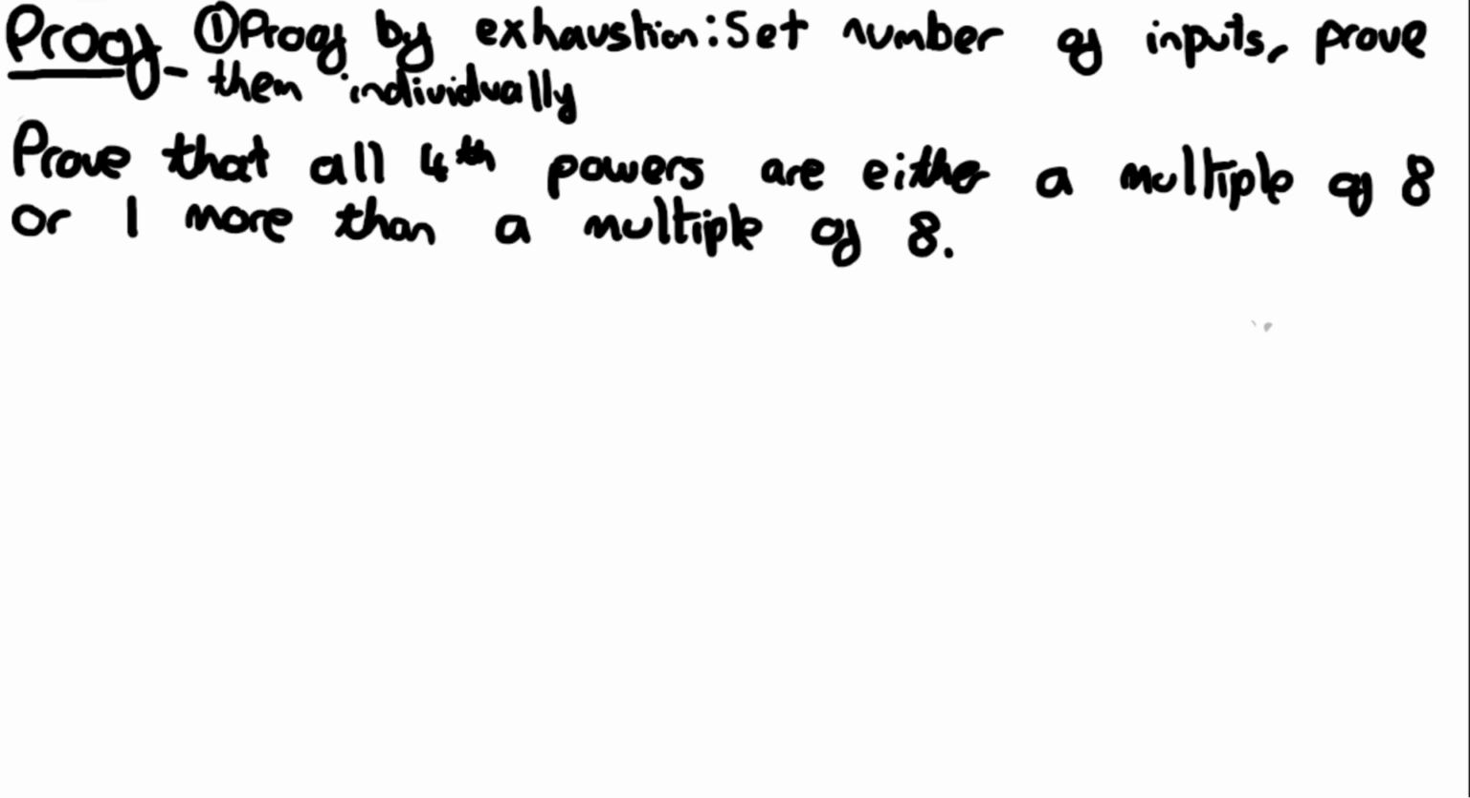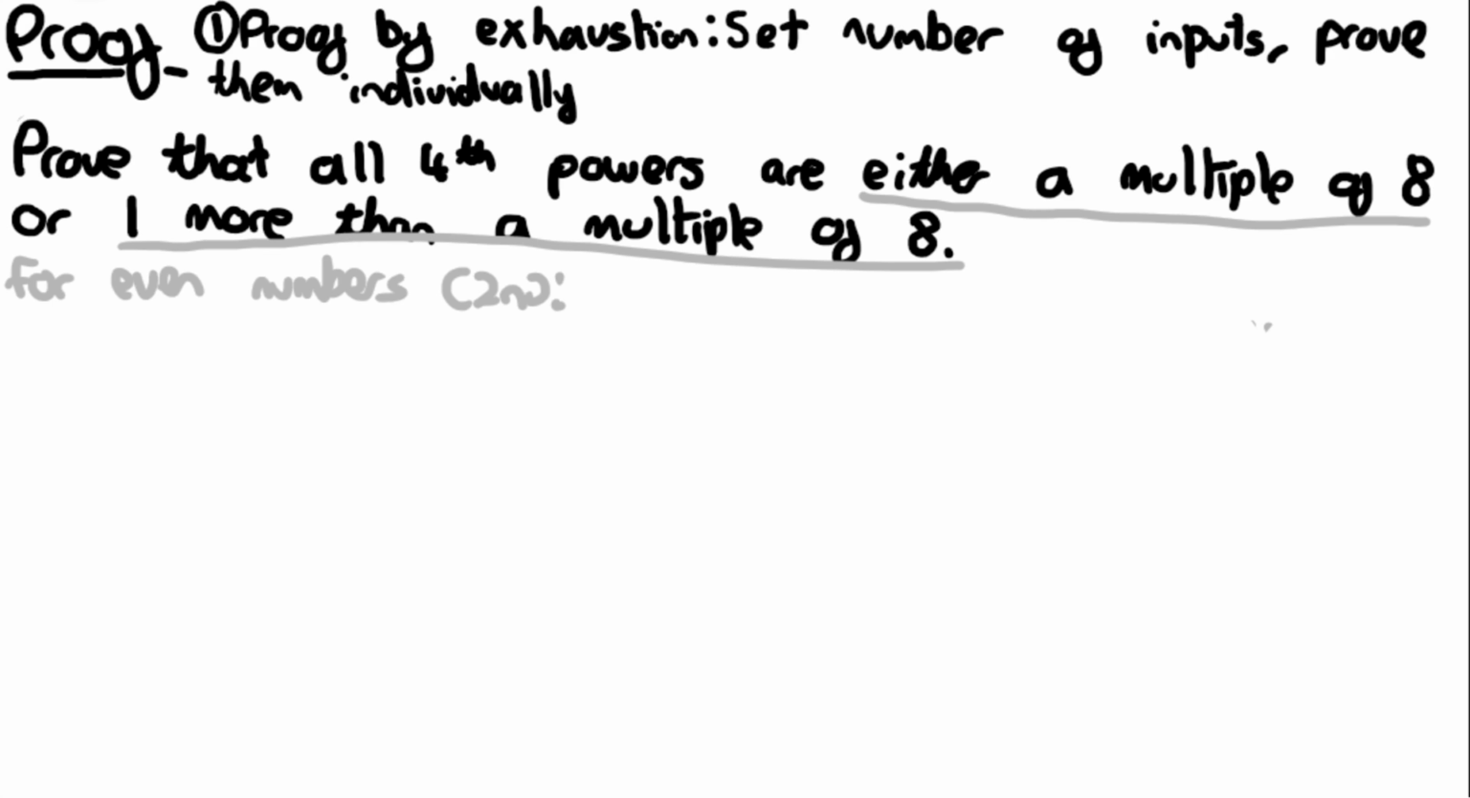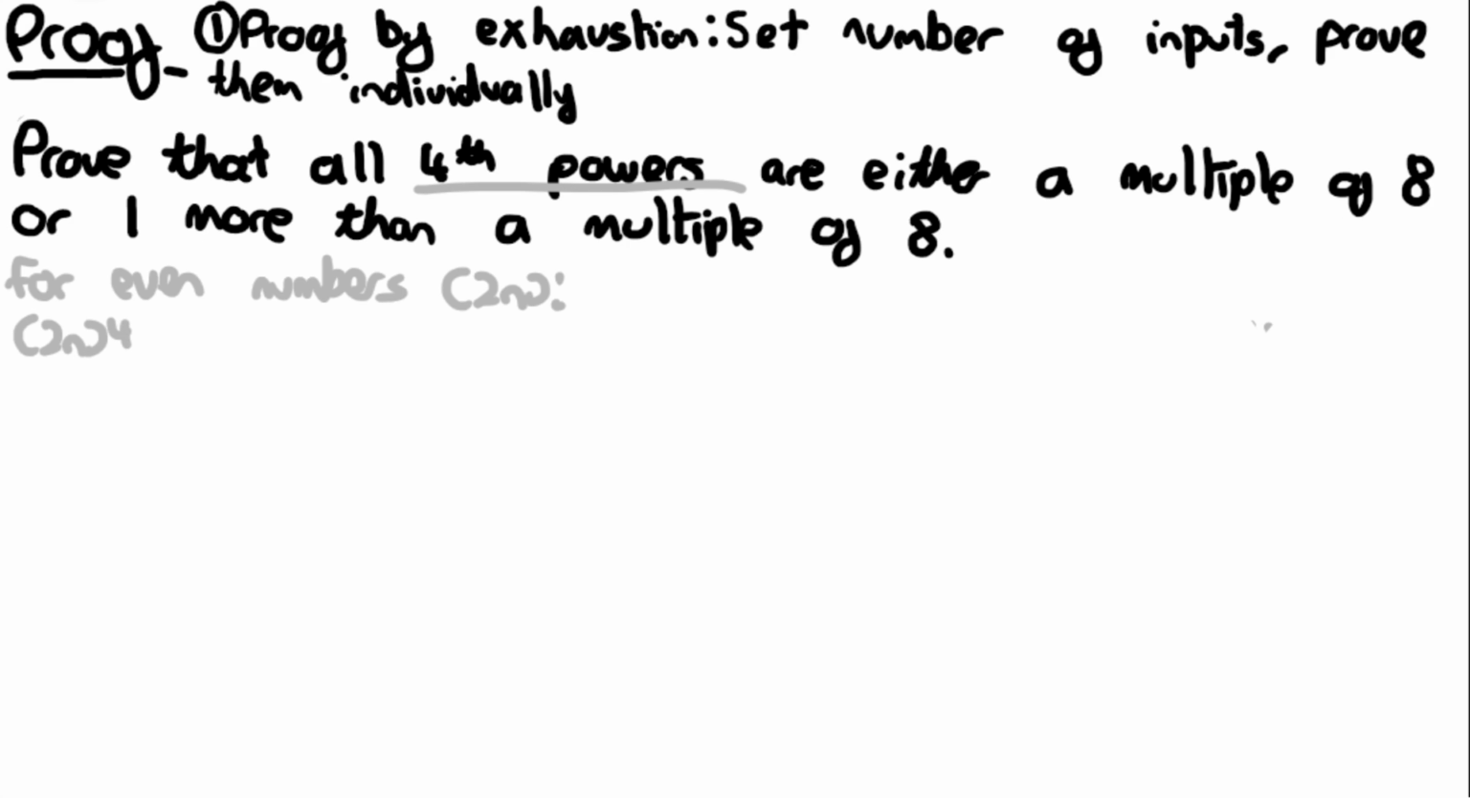So remember, we need to use words and sentences to be clear. So for even numbers, and this is defined by 2n algebraically, we know that the fourth power of an even number is going to be either a multiple of 8 or one more than a multiple of 8. We don't know which one, but it's going to be one of them. So the way we're going to do this is we are going to do 2n to the power of 4, as we're doing fourth powers, and this is equivalent to 16n to the power of 4. And therefore we need to prove that this is either a multiple of 8 or one more than a multiple of 8.